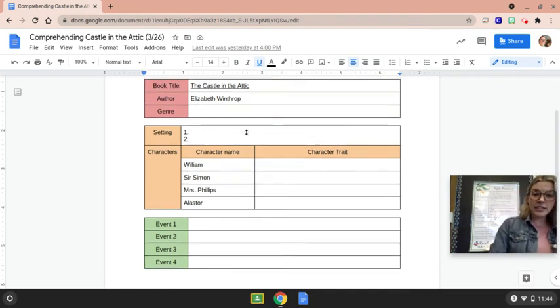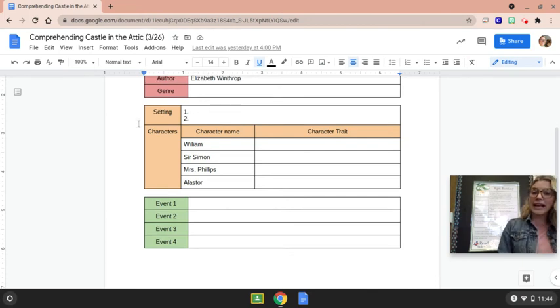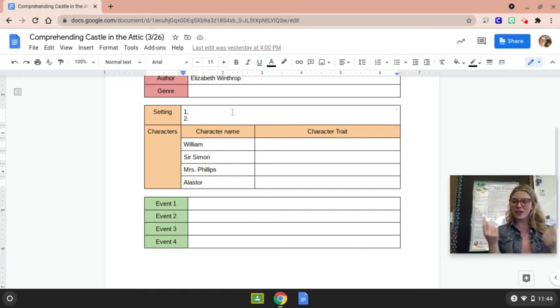After that, you're going to be putting in the setting of the book. Now, there's two main settings in Castle in the Attic. The first setting is the real world. So for setting number one, I want you to tell me, what's the setting for the real world? Well, it's William's house in the attic. So for the first setting, I would put William's house. Now, the second setting is our fantastical land, right? And that is Sir Simon's world, or Beyond the Castle. So make sure that you put that for the second setting, okay?